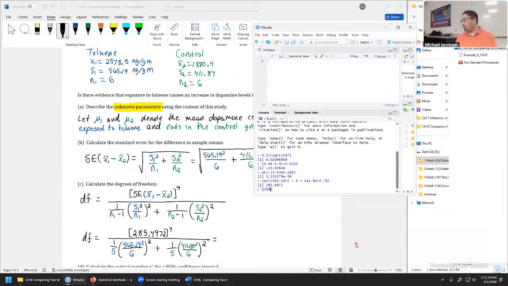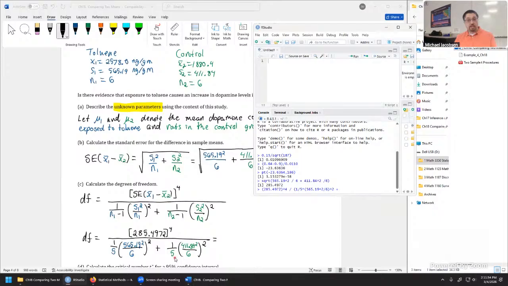So it's going to be 285.4972 to power 4 divided by, we're going to need an outer parenthesis for that entire denominator. Go 1/5 times 565.19 squared over 6. Close that off. Hang on, my parentheses are not behaving. Okay, close that off. That looks better. Raise it to power 2. Go plus, and that's this first portion right here.